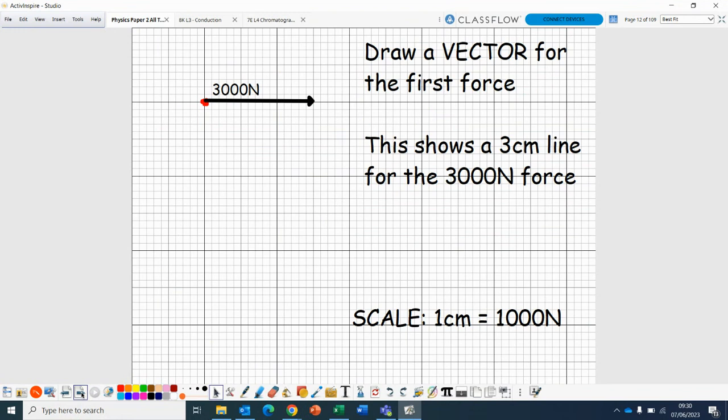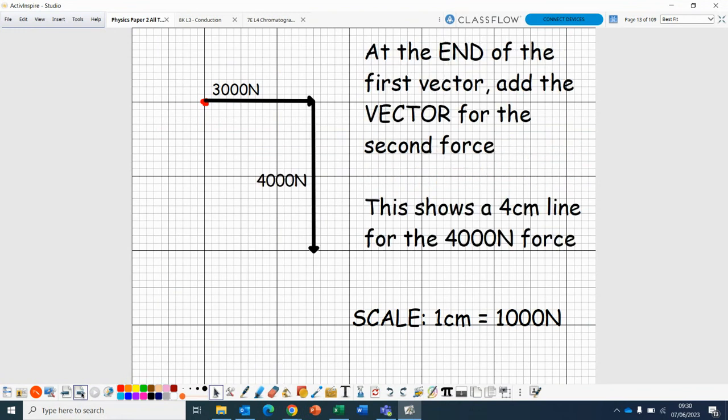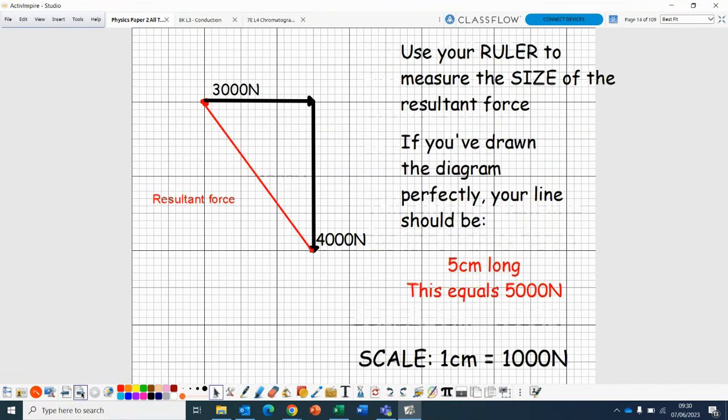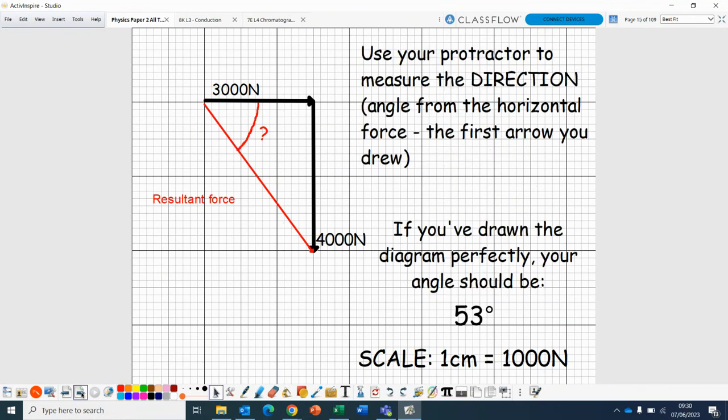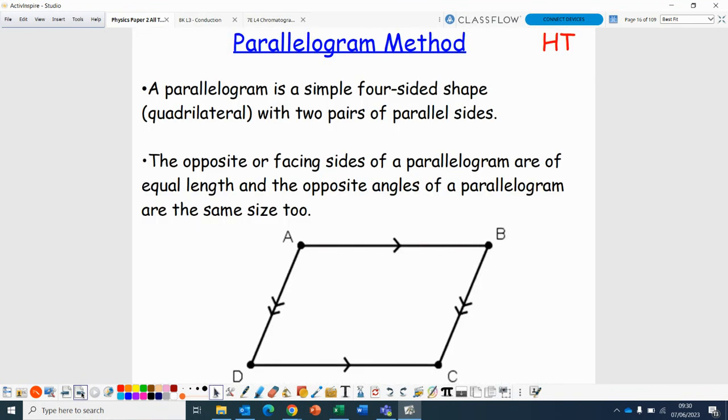And this is where people go wrong. Your second force must be off the arrowhead of the first force. Your resultant force then will be the completion of the triangle. And you can then use the angle. You can either use your mathematical ways to do your angle, or you can just measure it with a protractor. Remember, you should have a protractor and a compass for higher tier in an exam of physics.